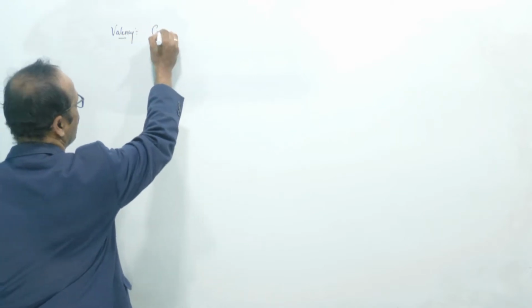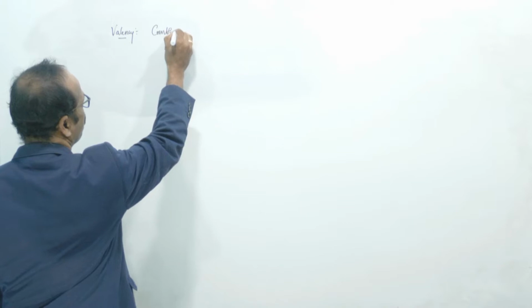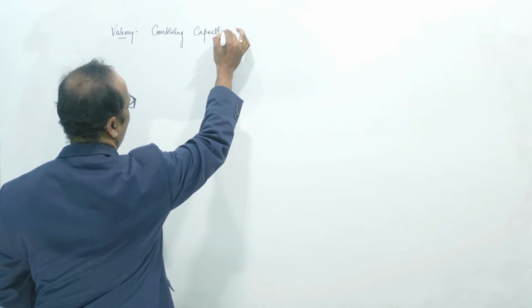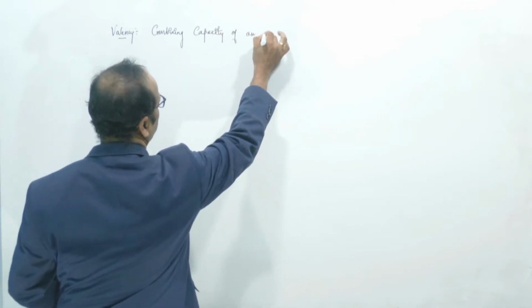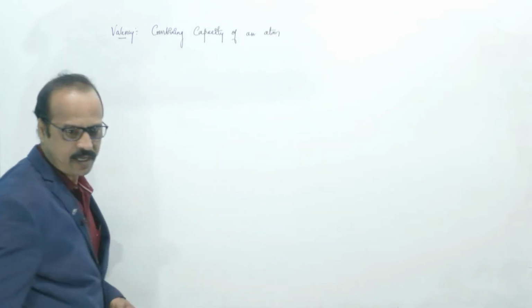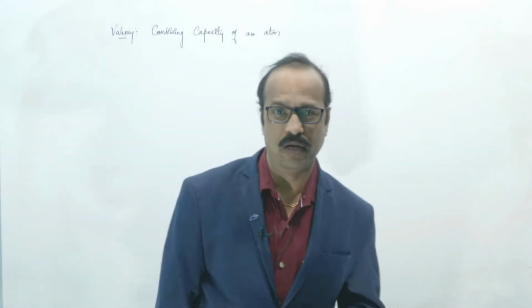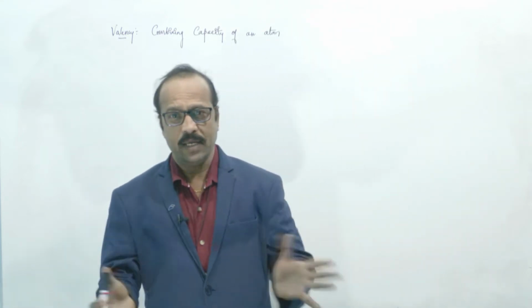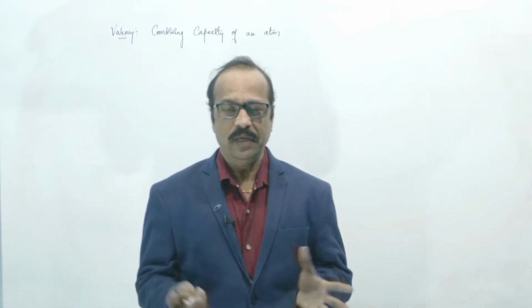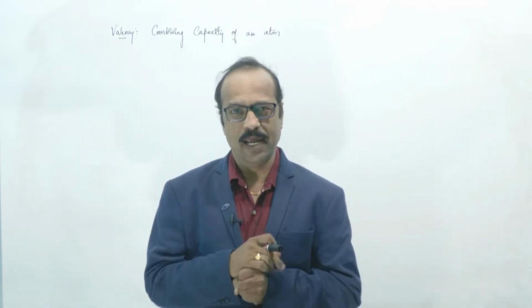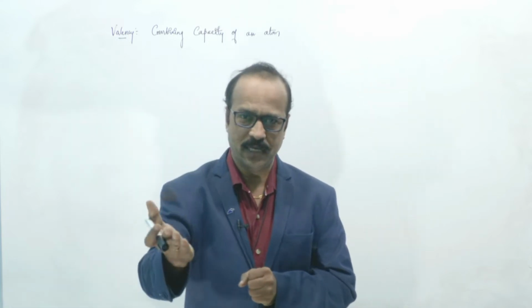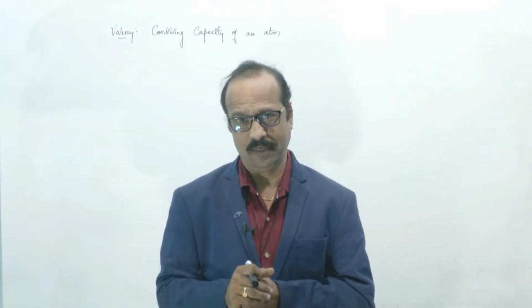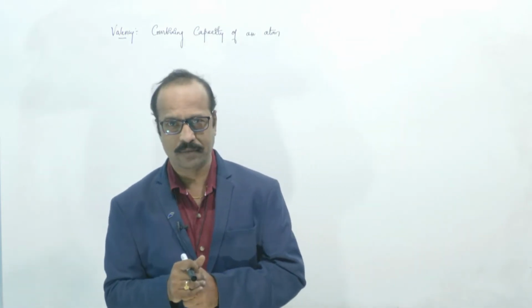Valency means combining capacity of an atom or of an element. Anything you can write, it's not a problem. Combining capacity of an atom is called valency. One particular element combines with other elements to form compounds, but with how many other elements will it combine? That is called valency.